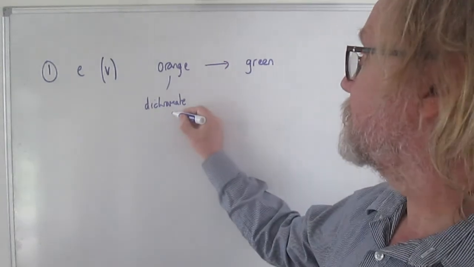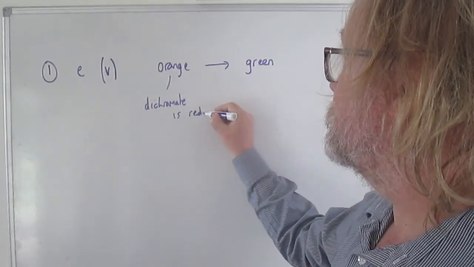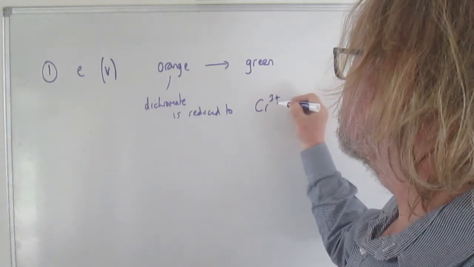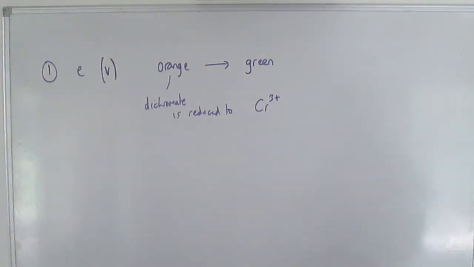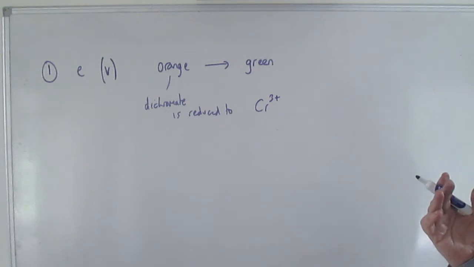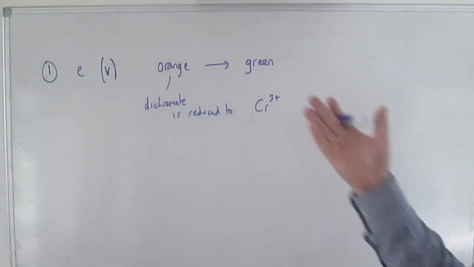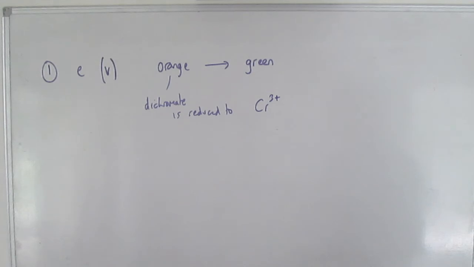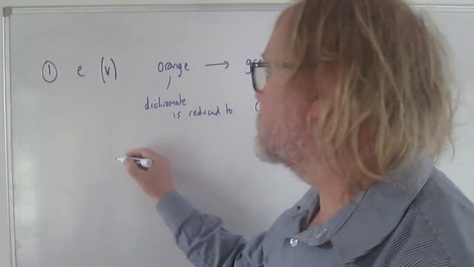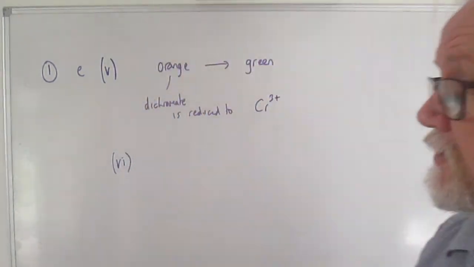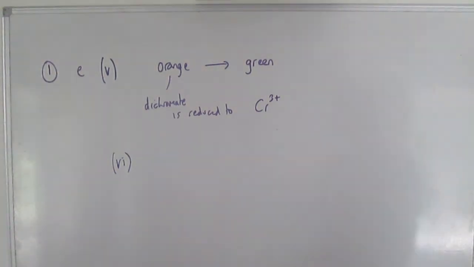So the dichromate is reduced to chromium 3+, which is what makes it green. So that colour change will accompany dichromate oxidising anything. It always goes from orange to green. And then in part 6, it asks you what happens if you do control the oxidation to make sure that it stops after the first stage.